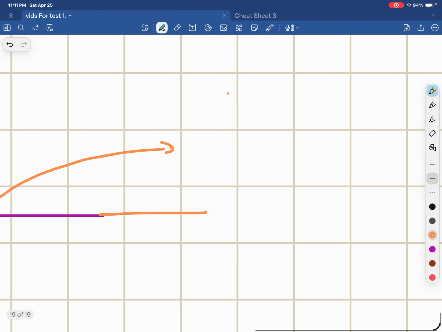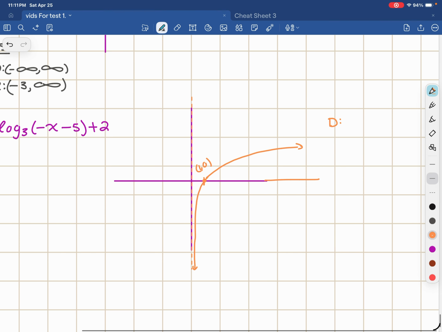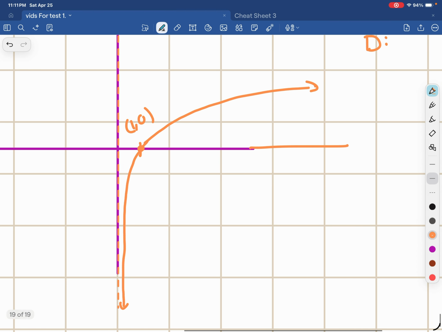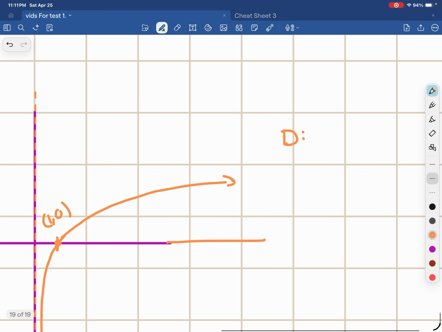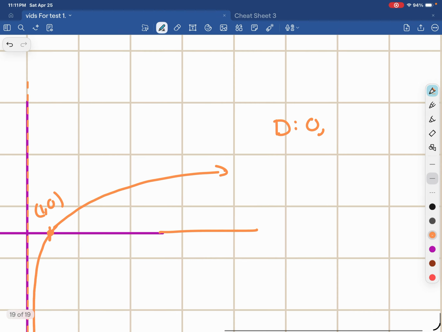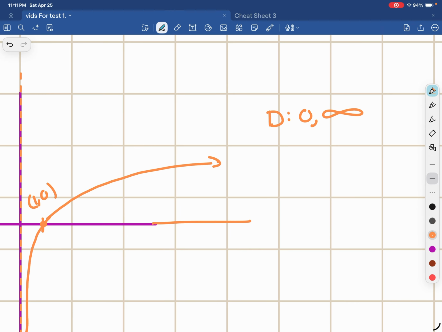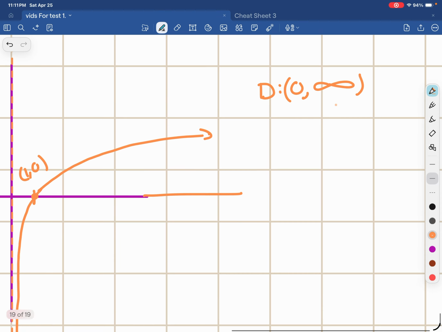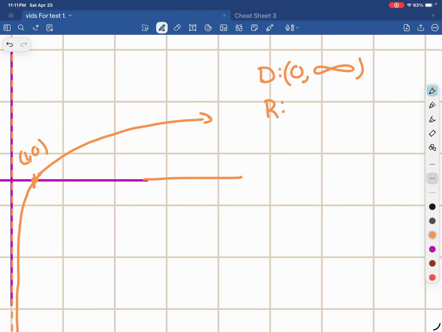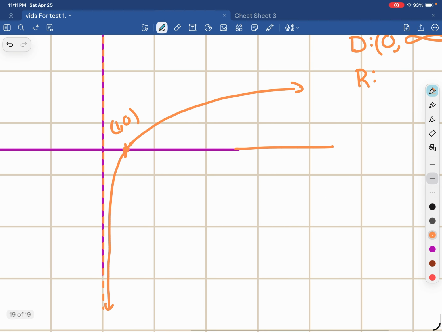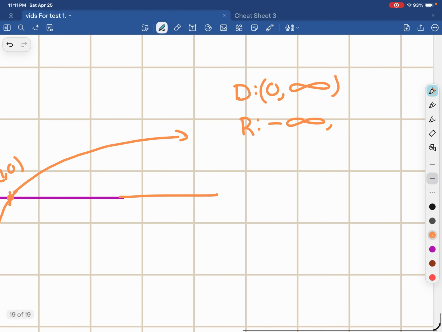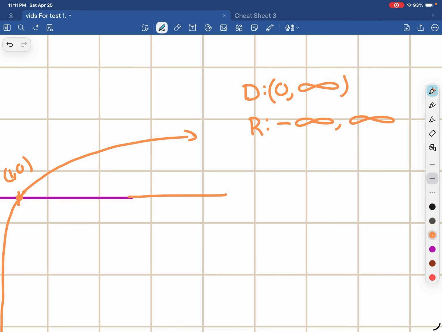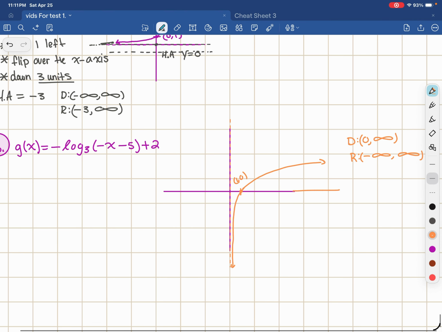So domain, usually for this guy, let's think about it and logic it out, right? From the left, it'll forever be approaching 0. So it should be (0, positive infinity). For our range, we can think about it very similarly. Our range is going to be forever approaching up here and forever going down. So we actually have negative infinity to infinity. Range will be all real numbers.